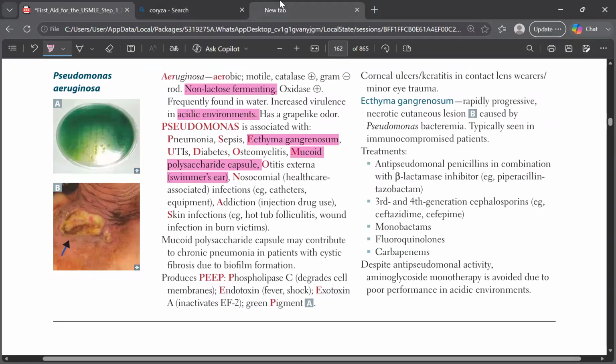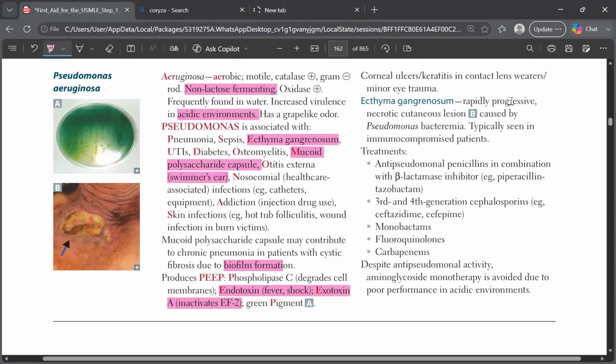So it's erythema gangrenosum. And then we have UTIs, diabetes, osteomyelitis, mucoid polysaccharide capsule, otitis externa, nosocomial, addiction-related skin infections. It has a mucoid polysaccharide capsule that may contribute to chronic pneumonia in patients with CF due to biofilm formation. Produces PEEP: phospholipase C, that degrades the cell membranes, endotoxin that causes fever and shock, exotoxin A that inactivates EF2, and green pigment. That is shown in this diagram. Corneal ulcers or keratitis in contact lens wearers or minor eye trauma can also be caused by this bacteria.